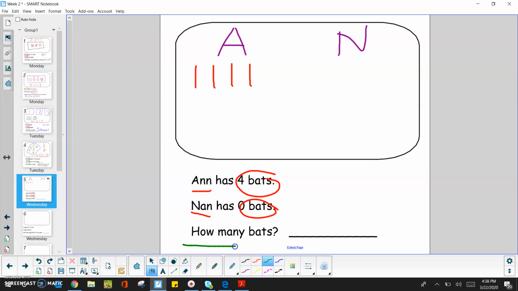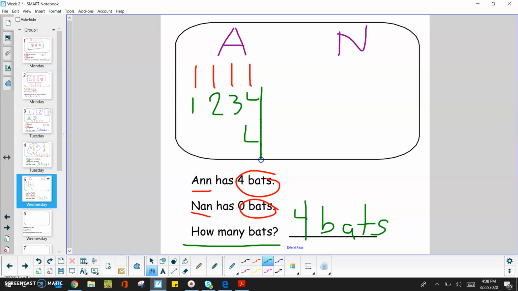So I want to know how many bats. I think I'm supposed to put them together. So let's count them all together. I have 1, 2, 3, 4, and no more to count over here at Nan's. So I have 4 bats. How many bats? I have 4 bats. If I'm going to do my math sentence, we've already figured out we're putting them together. So we're going to say 4 bats and 0 bats makes 4. 4 and 0 makes 4.